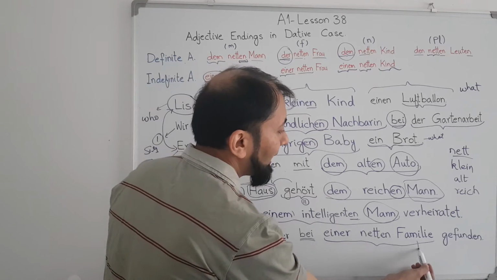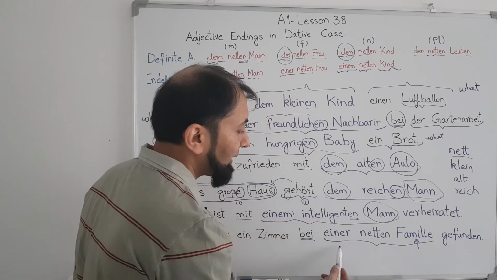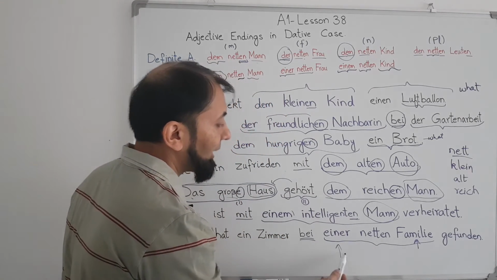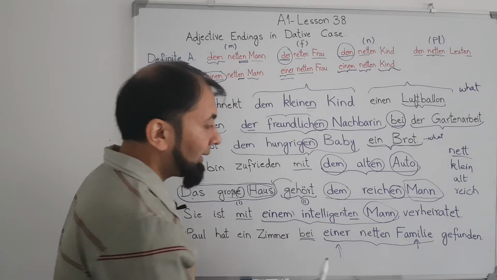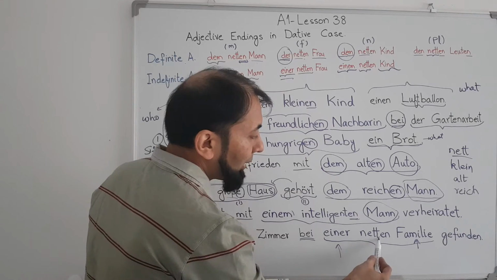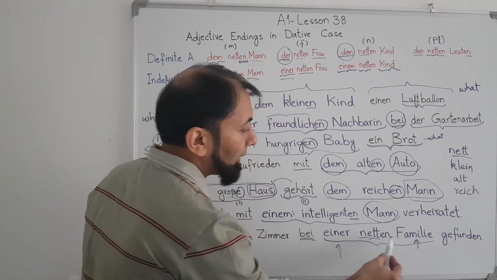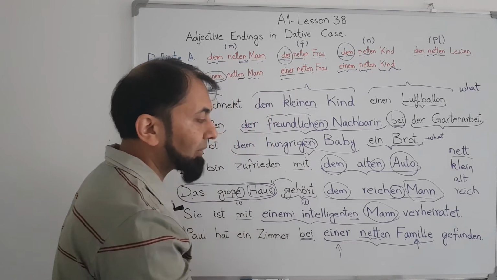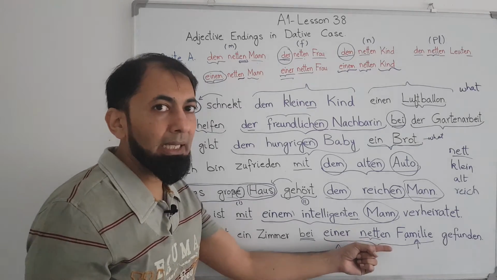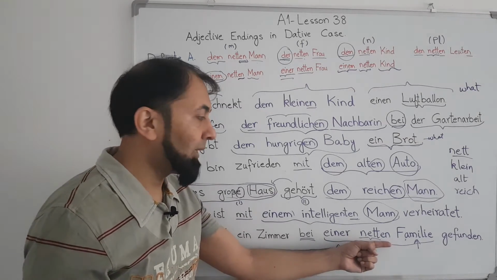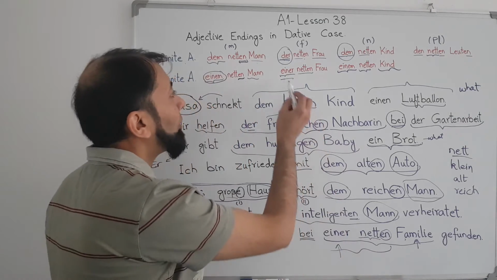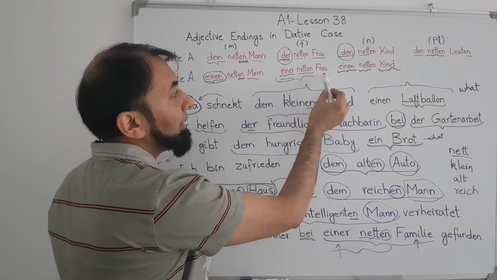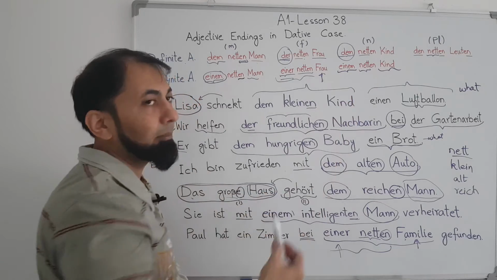Family is a feminine noun. Therefore the indefinite article for a feminine noun is einer, which we have used here, and we know that if we want to use an adjective for a feminine noun in the dative case, then we have to add en at the end of the adjective. This is what we have done here. So this part of the sentence is already written over here, and here we can have any feminine noun.